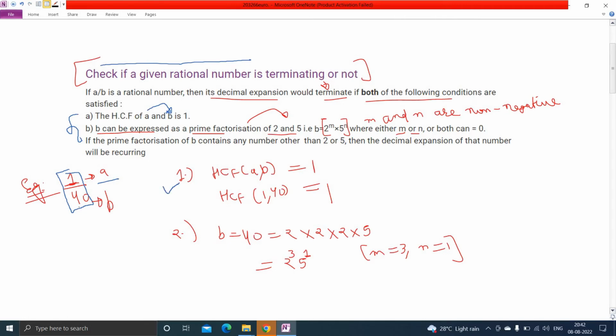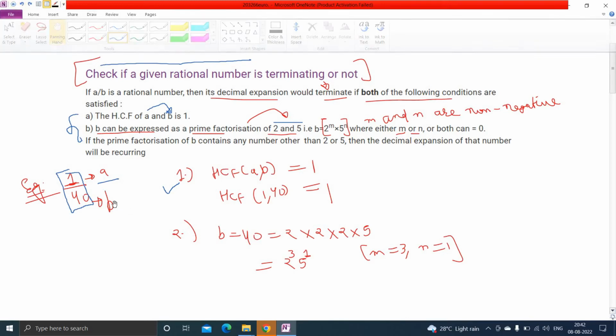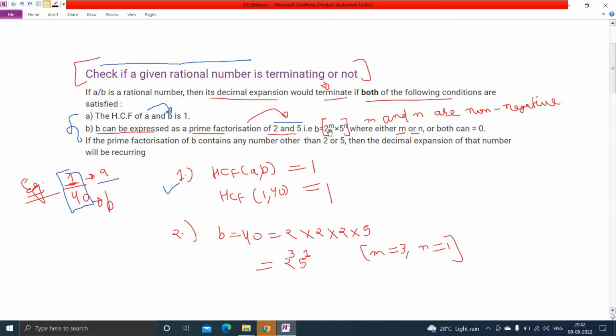And the second condition is that we can express our b as a prime factorization of 2 and 5. We can express this b as a prime factorization of 2 and 5, and only then, in the form 2 to the power m into 5 to the power n, where m and n are non-negative integers.